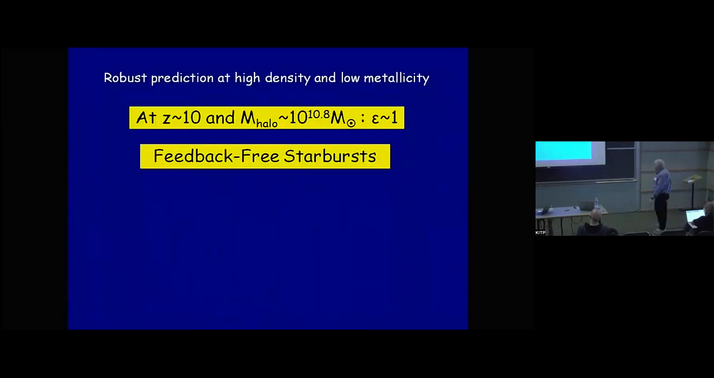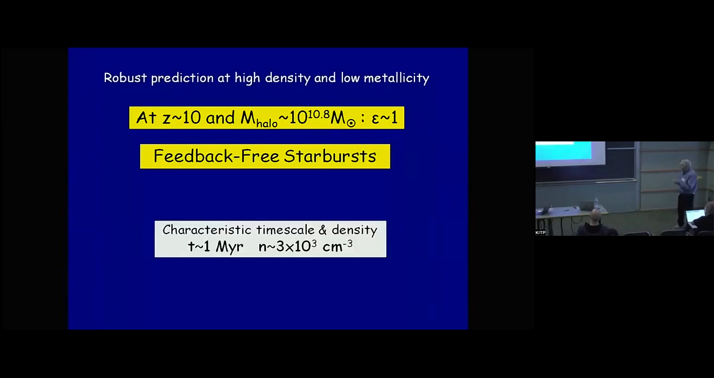And I'm trying to convince you that it's pretty robust, that at redshift around 10, it can be 8, it can be 12, 15, and halos of around just below 10 to the 11 solar mass, you must have epsilon of 1 by very simple arguments: feedback-free starburst. And this has to do with time scales of 1 million years, that's the free fall time at this epoch, which corresponds to a number density of a few thousand per cc. It will come back again from many different ways.